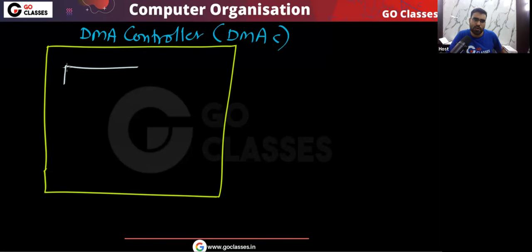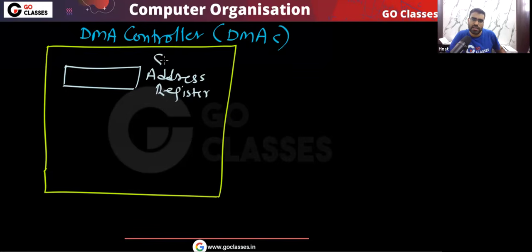So ultimately, let me tell you, inside this DMA controller, what are the important registers? This is our DMA controller, also called DMAC. There are some important registers. These are address registers: there is a source address register and a destination address register.